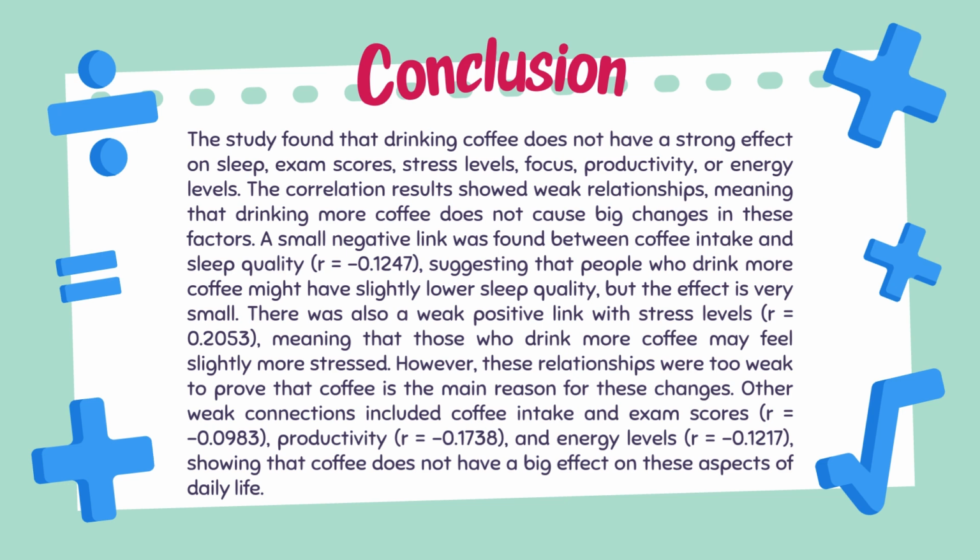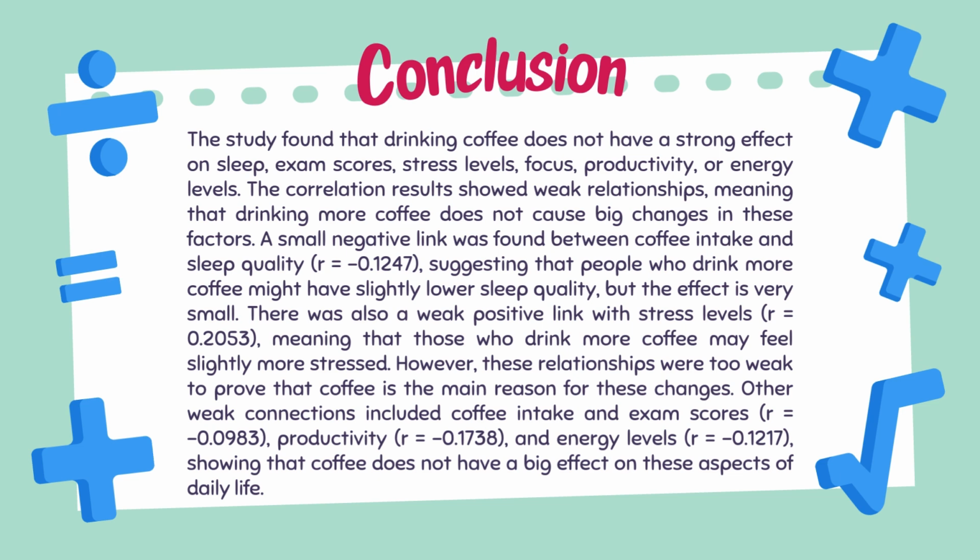There was also a weak positive link with stress levels of R equals 0.2053, meaning that those who drink more coffee may feel slightly more stressed. However, these relationships were too weak to prove that coffee is the main reason for these changes. Other weak connections included coffee intake and exam scores of R equals negative 0.0983, productivity of R equals negative 0.1738, and energy levels of R equals negative 0.1217, showing that coffee does not have a big effect on these aspects of daily life.